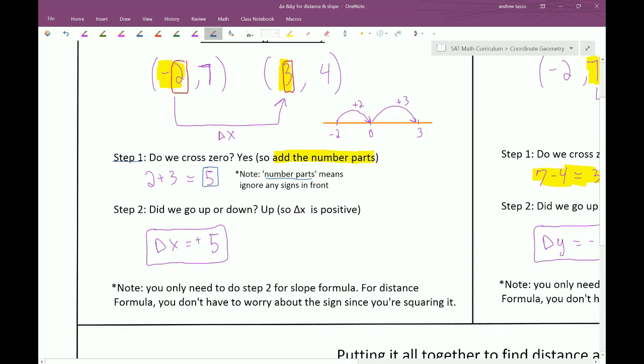And the next question is, did we go up or down? And from -2 to 3 we went up, so that's why we have this positive sign here for delta x.